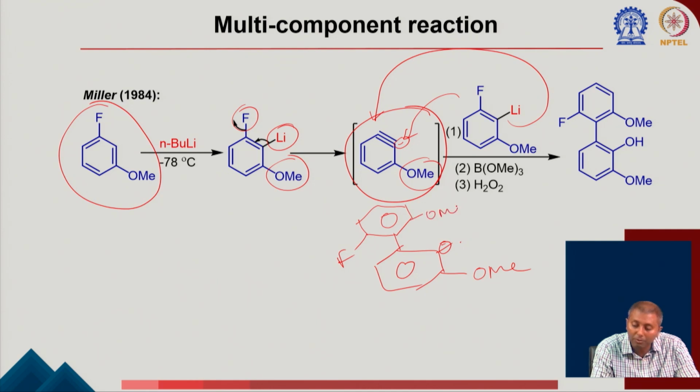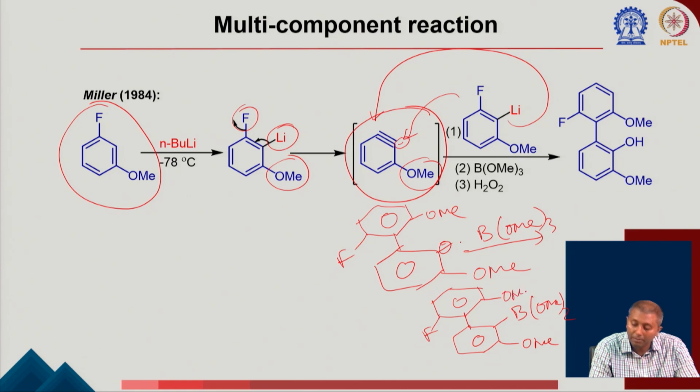What is going to happen? This is going to react with your B(OMe)3. We are going to talk about this again in the boronic ester, when I talk about the organoboron chemistry. It is going to form this B(OMe)2, okay, it forms a boronic ester. So now if you use H2O2, NaOH, you remember the hydroboration oxidation reaction. What is going to happen? The boronic ester is now going to react with H2O2, NaOH to convert to the corresponding phenol.